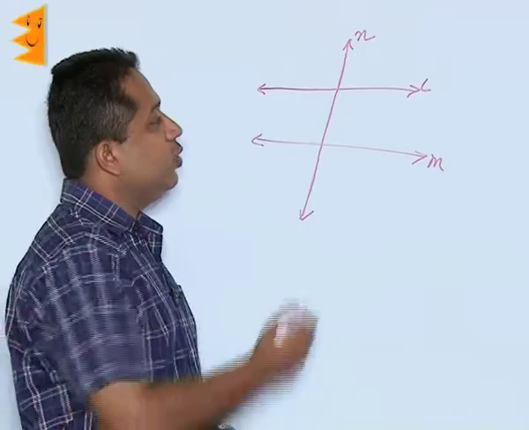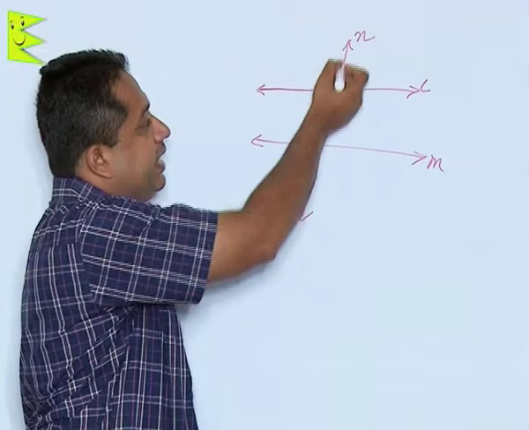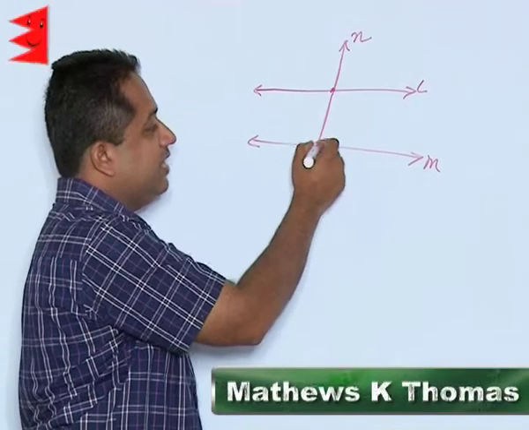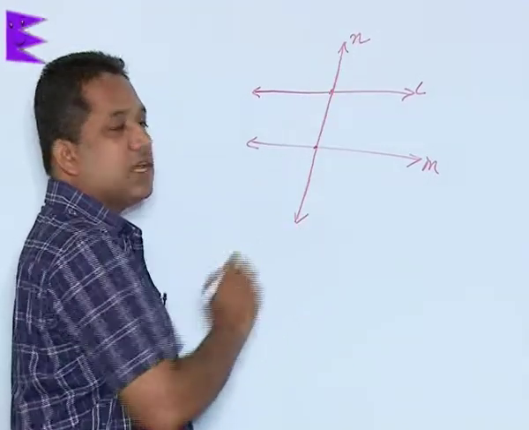Let us consider two parallel lines. L and M are parallel lines and N is a transversal. So, the transversal is cutting these lines at 2 points. So, we have two parallel lines intersected by a transversal.